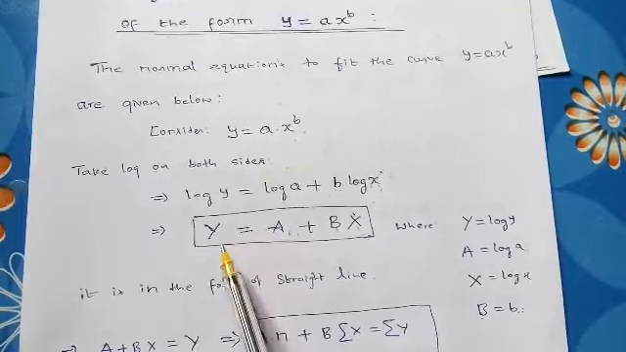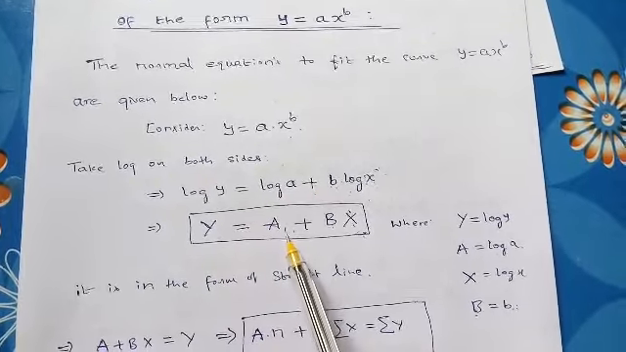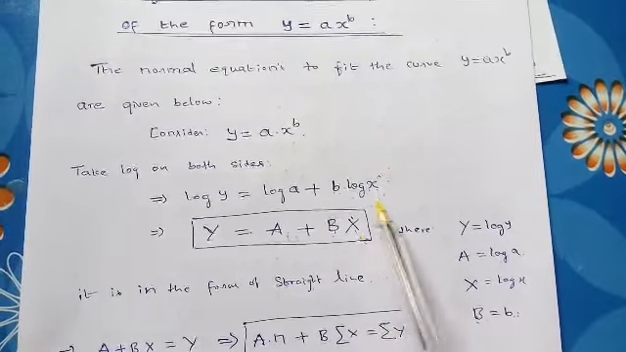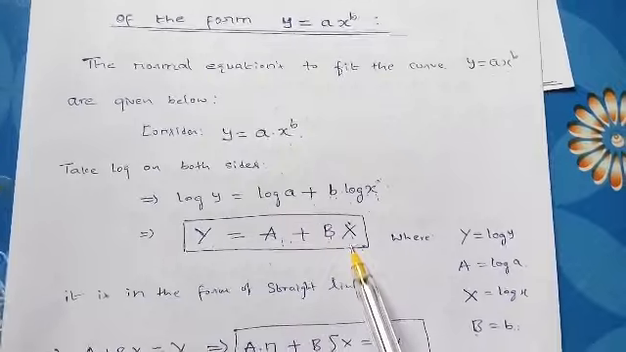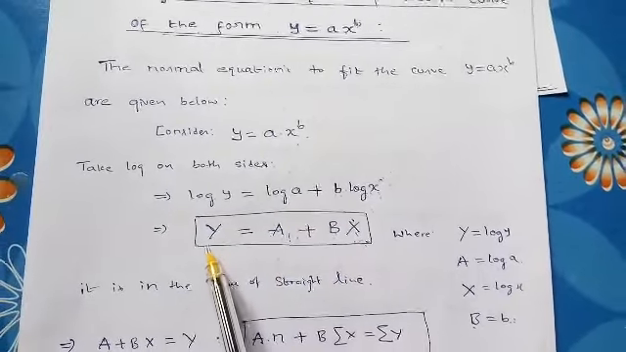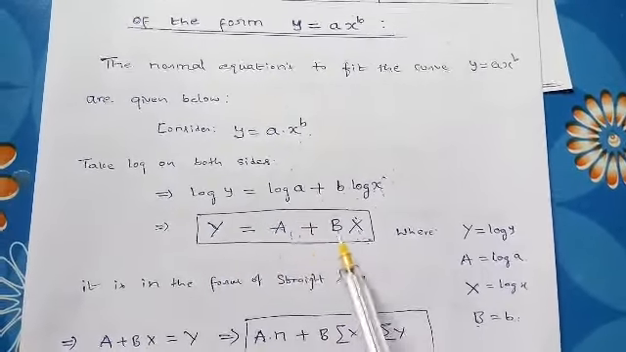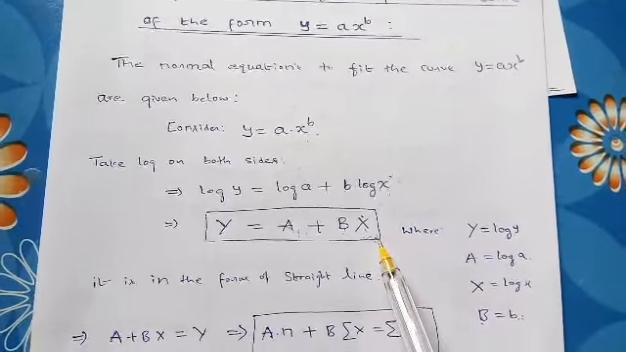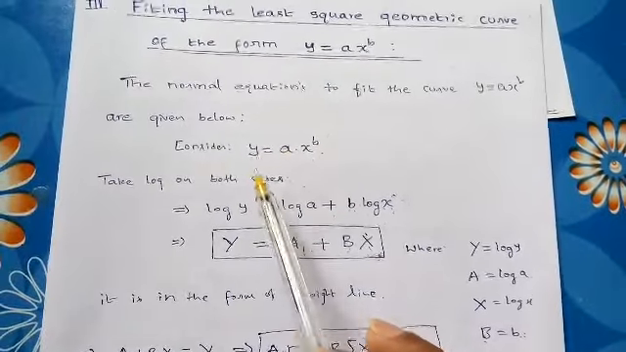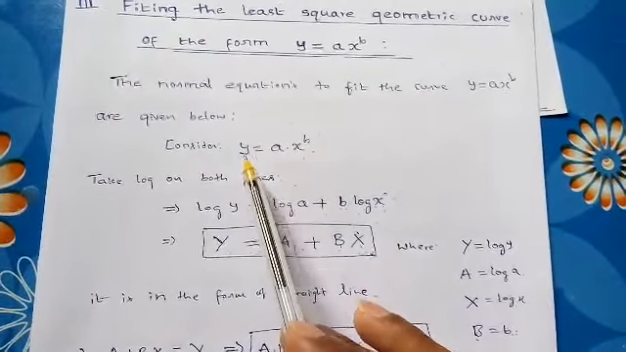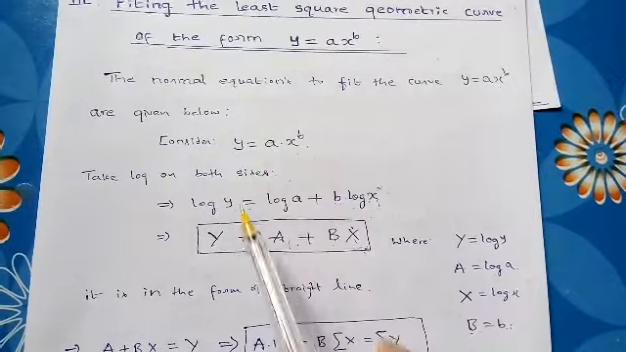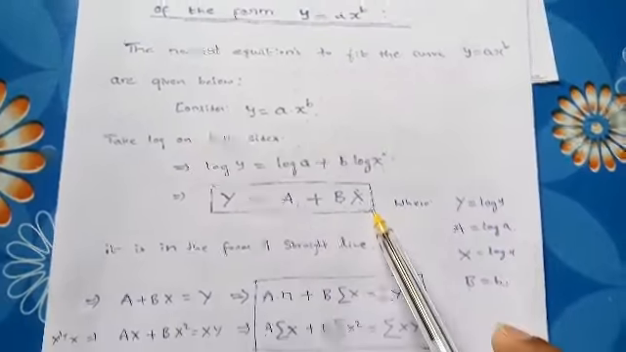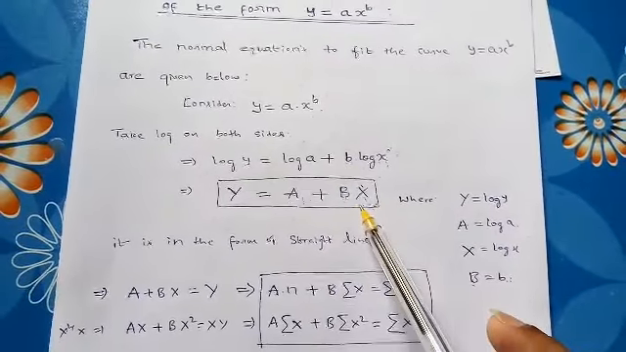Here log y can be written as capital Y, log a can be written as capital A, and in the place of small b we can replace capital B. Log x can be denoted by capital X. So we get the equation Y equals A plus BX. This equation is in the form of a straight line. So the geometric curve of the form y equals a into x power b is converted into the form of a straight line.